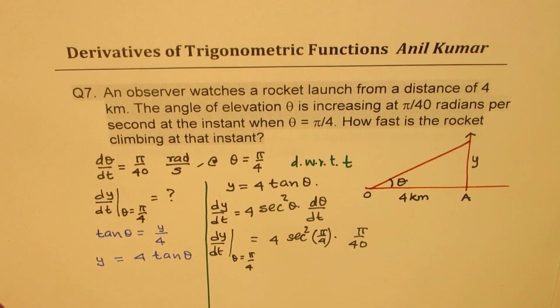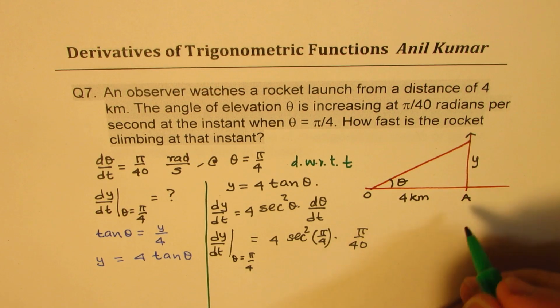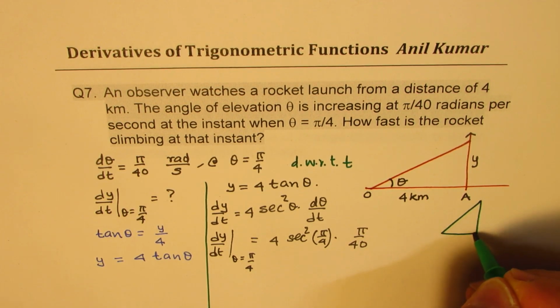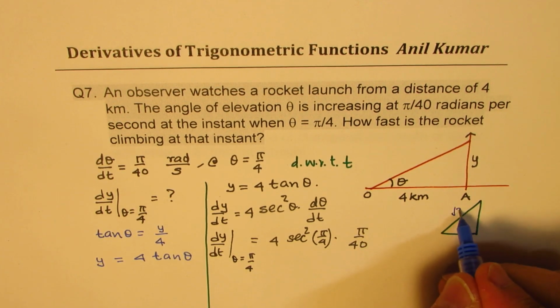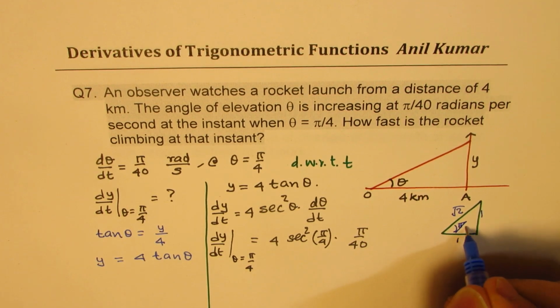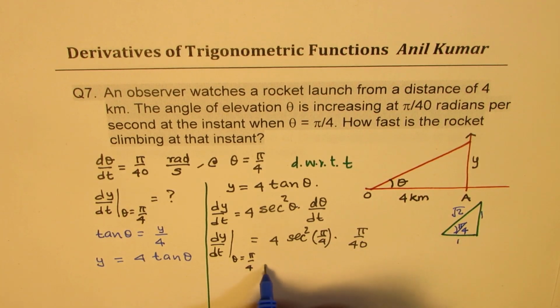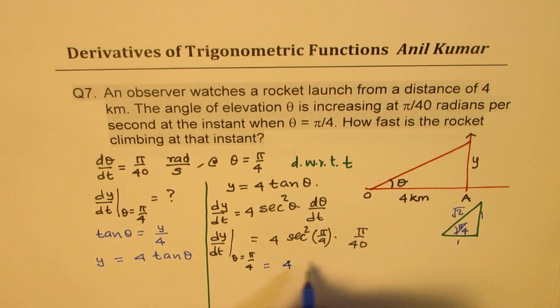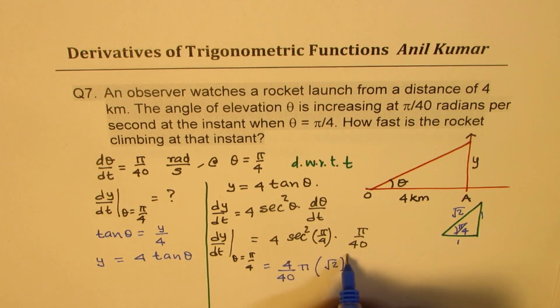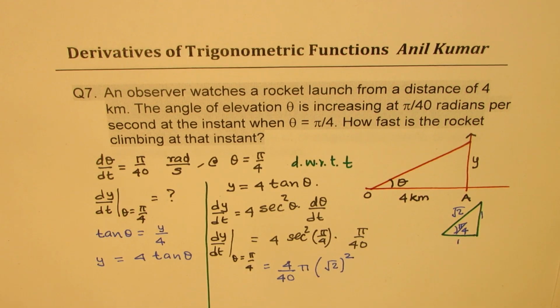Correct? So that is the value. Now, secant pi by 4 is 1 over square root 2, right? So basically, we know this triangle. So square root 2, that is pi by 4, correct? So this value itself is just square root 2. So we get 4 over 40 times pi, and this value is square root 2 whole square, correct? Now you can simplify this to get your answer.